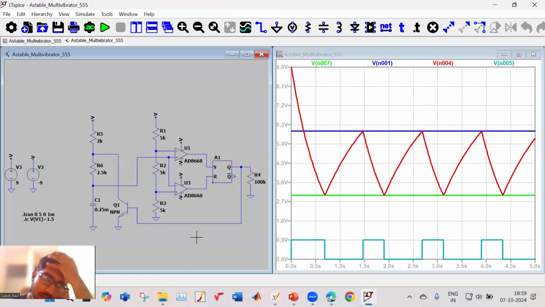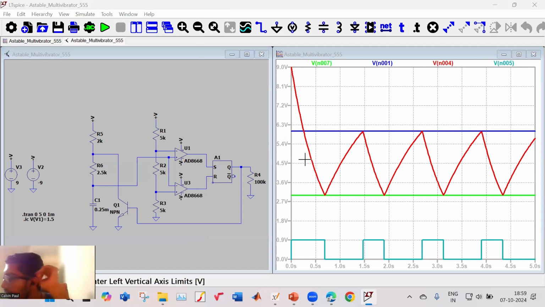Any doubts in this? No, sir. Okay. So this is the working of your 555 timer. And now we will go to the next topic.